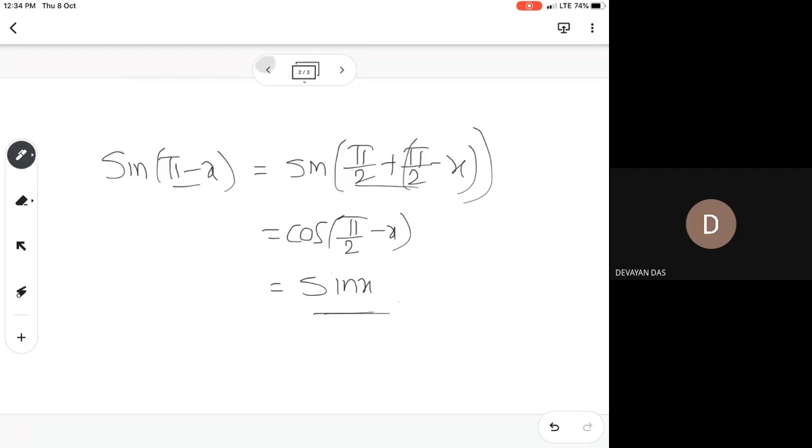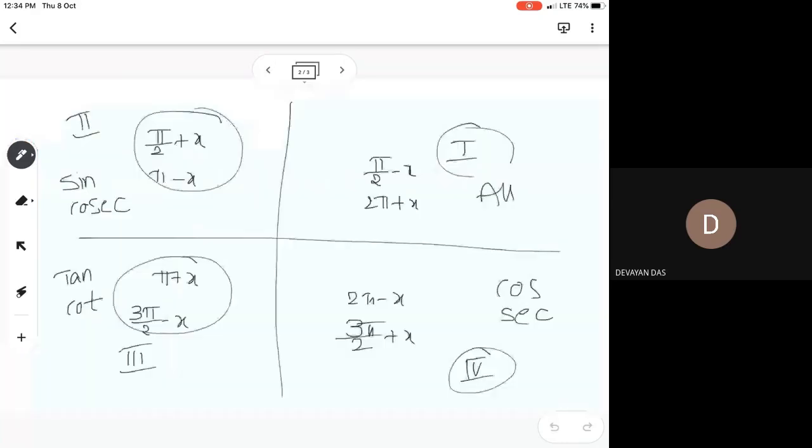But how do we remember this one? The simple thing is that whenever you have the pi and 2 pi combination, either pi plus x or 2 pi plus x, 2 pi minus x, with any trigonometric ratio that is given, you get the same ratio as it is. And you have to see in which quadrant that angle is present.